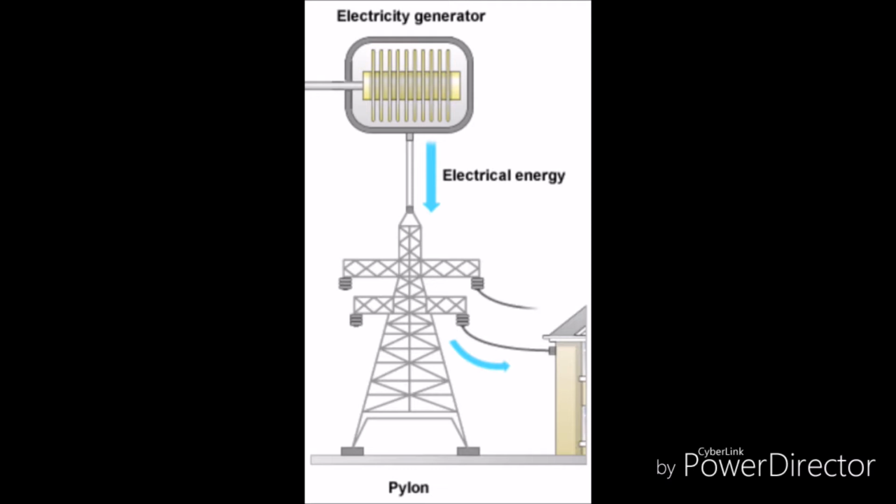Generators use the principle of electromagnetic induction, which exploits the relation between magnetism and electricity. Electric generators transform kinetic energy into electricity. This is the most used form for generating electricity and is based on Faraday's law.